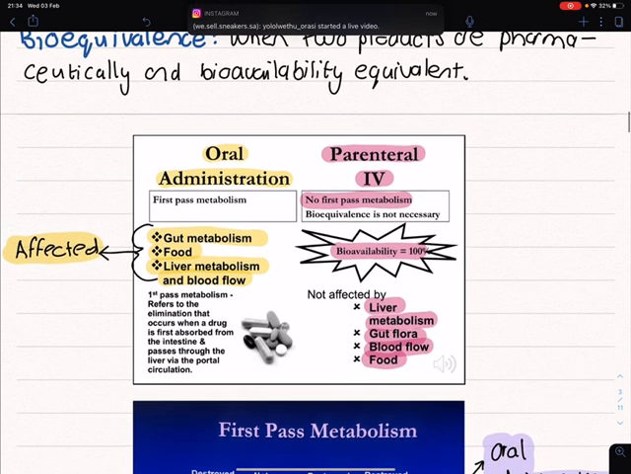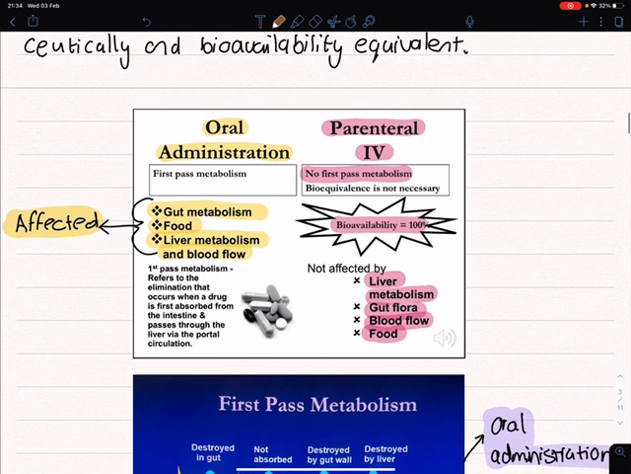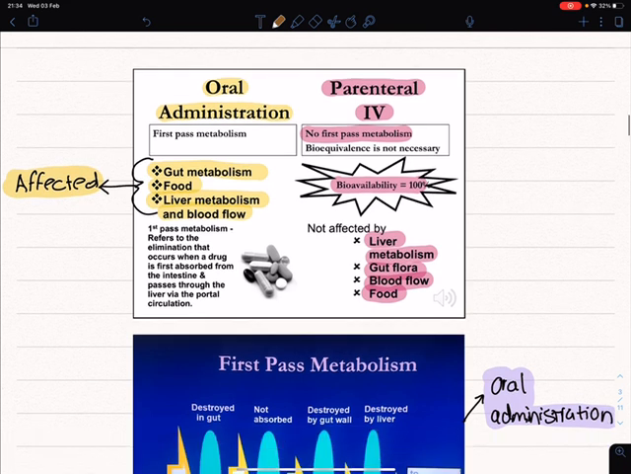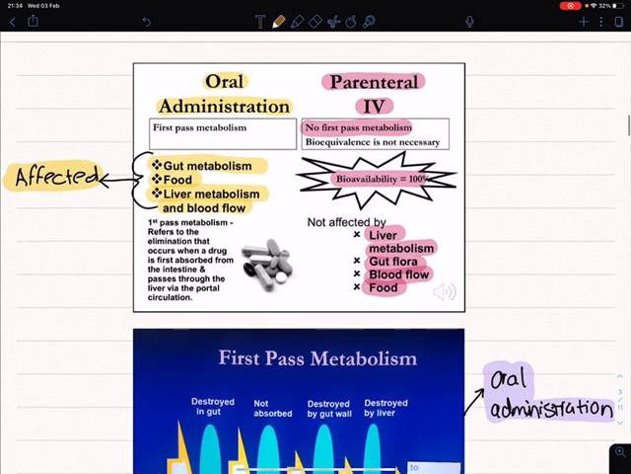Then there's also a nice picture. For oral administration, the first pass metabolism will include the gut metabolism, food, the liver metabolism, and blood flow. So yeah, I just wrote that it will be affected. Oral administration will be affected by first pass metabolism, which means the bioavailability will be lower. Whereas if you use intravenous administration, the bioavailability will be 100% because it will not be affected by liver metabolism, gut flora, blood flow, or food, because it goes straight into the systemic circulation.